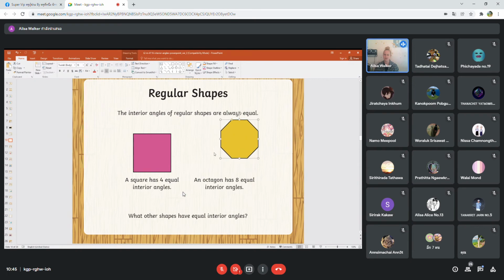Do you know what this yellow shape is? I don't know what this 2D shape is? It's called an octagon. Can you say that? Octagon. Yes, octagon has got 8 sides. Okay? And it has 1, 2, 3, 4, 5, 6, 7, 8 interior angles. Okay? Octagon. Very good.